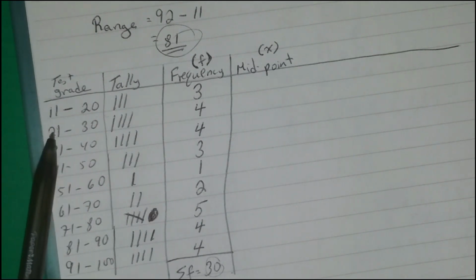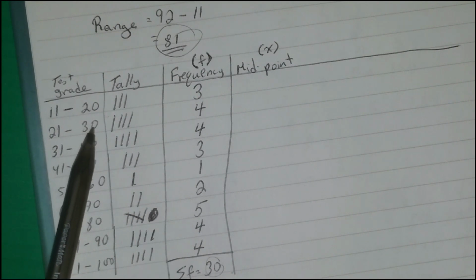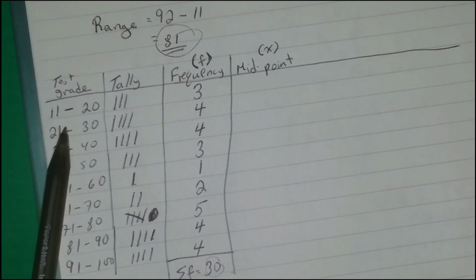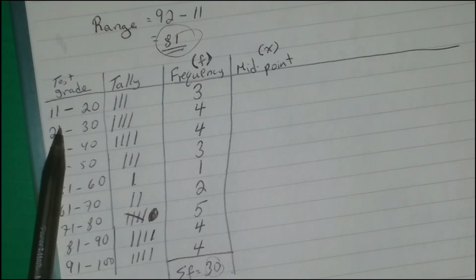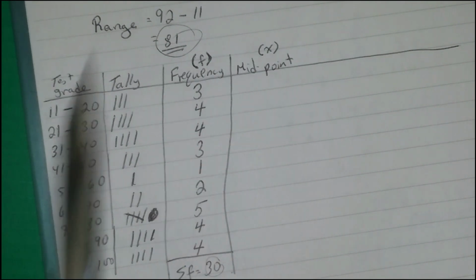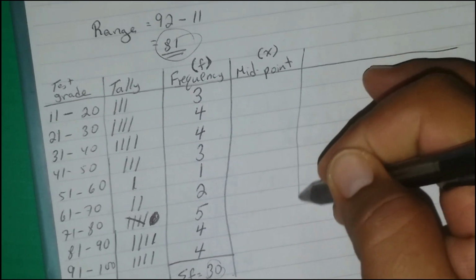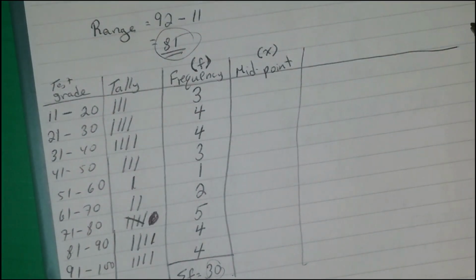Would x take 21, 22, 23, 24, 25, 26, 27, 28, 29, 30? Which value would x take here, right? So to make it uniform, what we do is we find the midpoint, and then the midpoint will take the value for x. How do we get the midpoint? The midpoint is very easy.